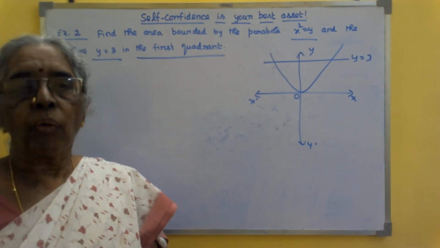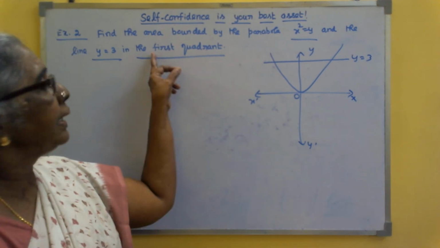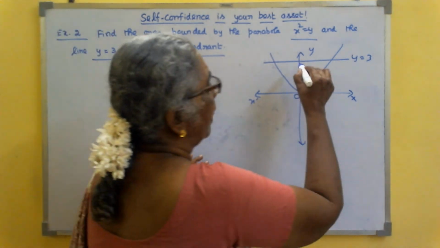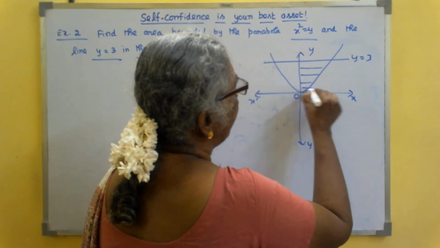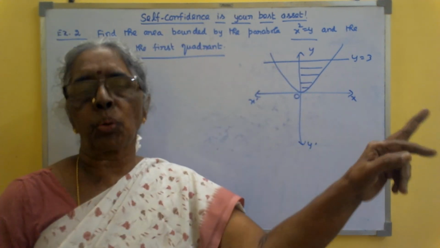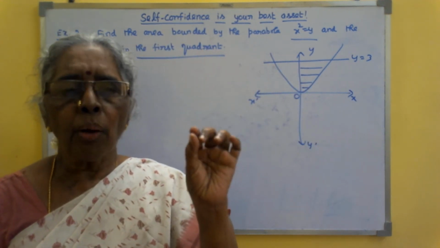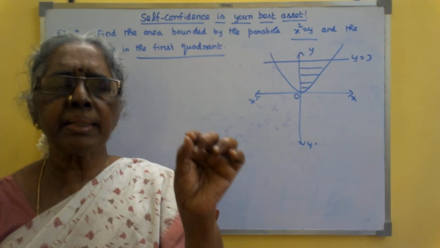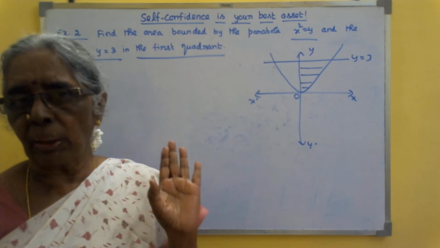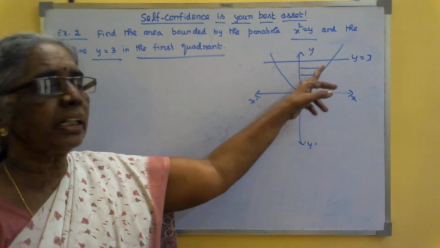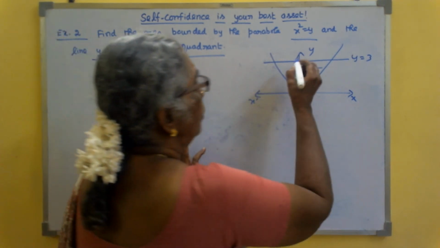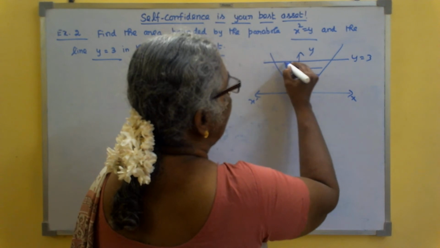Now here one more important thing given is in the first quadrant. If the first quadrant is given, you have to shade only this portion. Supposing they didn't give that, you have to shade both sides. So like this, you have to be meticulous about each piece of information given in the sum. Otherwise, you will miss and your answer will go wrong. So here, it is only the first quadrant portion that is asked. So I have shaded only that. I know this point is 0, 3, right?